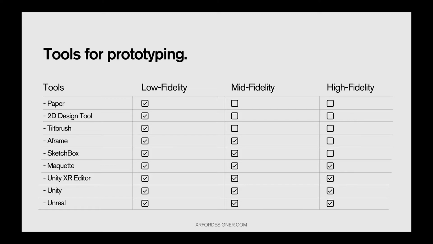You have paper, you have 2D design tools like Sketch and Figma, you have Tilt Brush, which is a VR tool, but you cannot necessarily draw really accurate lines and position things accurately to each other. So I say it's still low fidelity, but you can create 3D stuff. You have A-Frame, which allows you to build web VR experiences and test them really quickly. You cannot necessarily do high fidelity because this tool does not have the capability to handle very complex meshes.